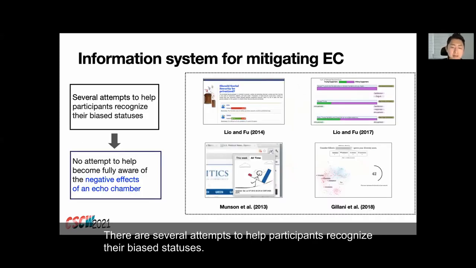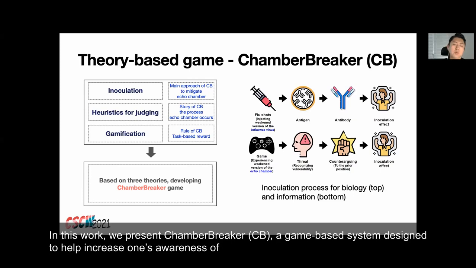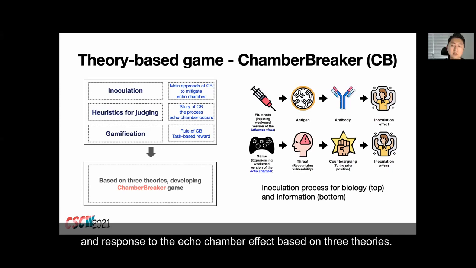There are several attempts to help participants recognize their bias status. However, there is no attempt to help them become fully aware of the negative effect of the echo chamber. In this work, we present ChamberBreaker, CB, a game-based system designed to help increase one's awareness of and response to the echo chamber effect based on three theories.